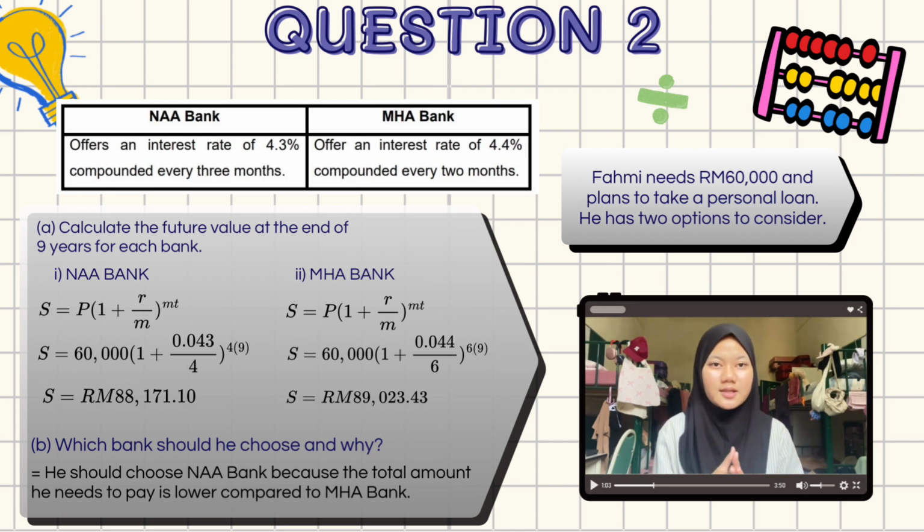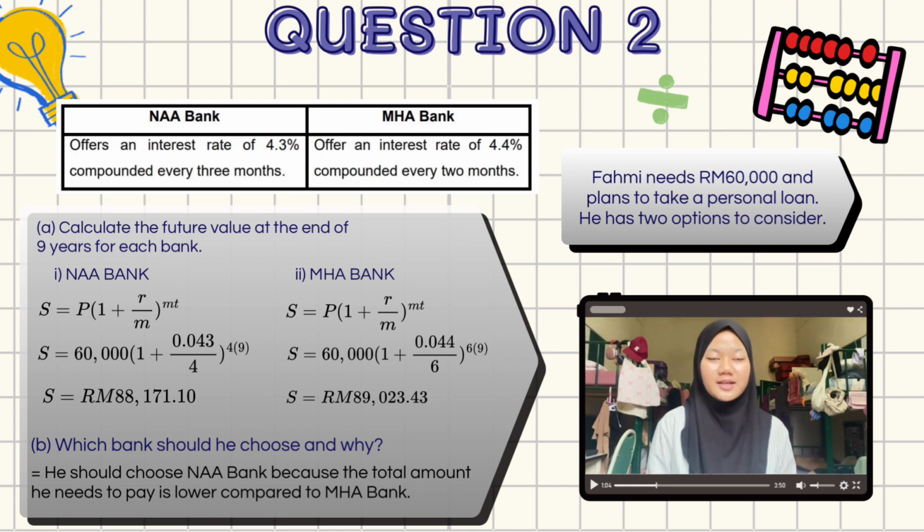Both of these banks use the same formula, which is S equals P open bracket 1 plus k over m close bracket power of m and t. After inserting the numbers, it will be S equals 16,000 open bracket 1 plus 0.043 over 4 close bracket power of 9 and 4. So the final amount for NAA Bank will be 88,171 ringgit and 10 cents.